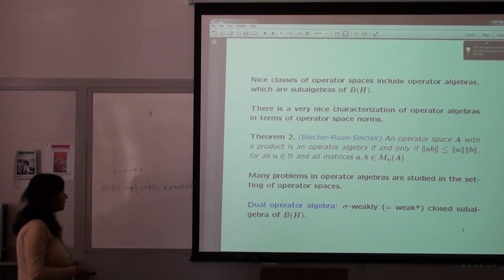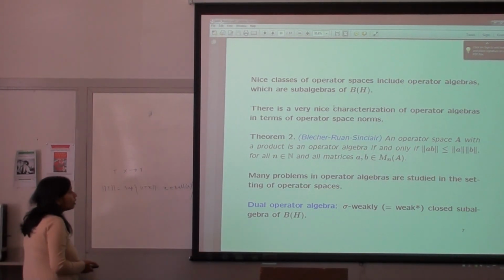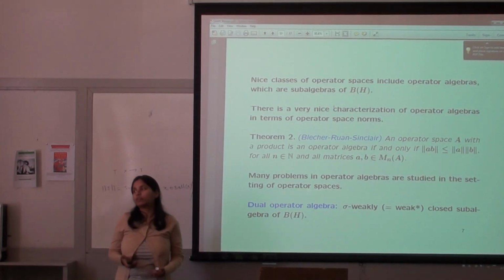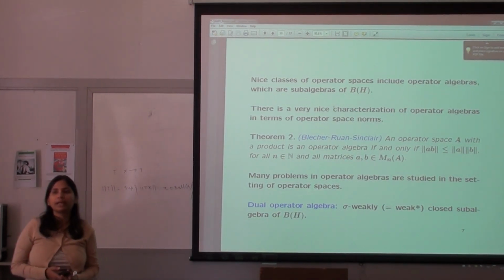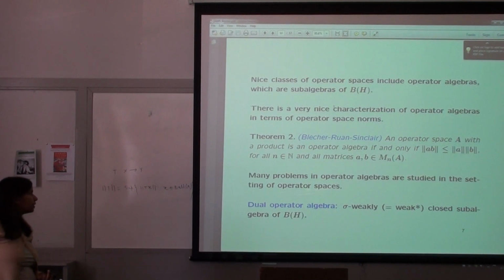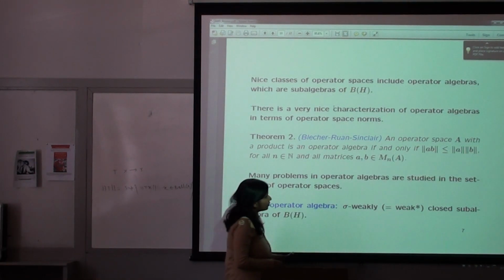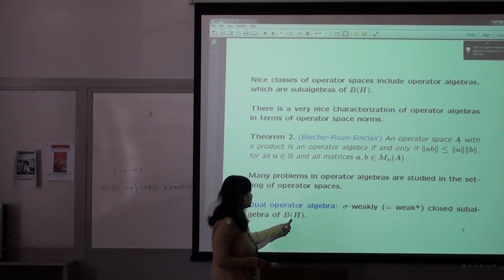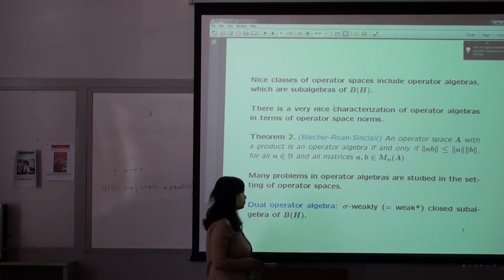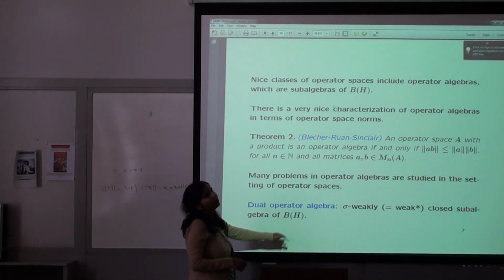So the next thing we will look at is the dual operator algebra. A dual operator algebra can be viewed as a non-self-adjoint analog of a von Neumann algebra. A von Neumann algebra is a weak star closed star-subalgebra of B(H). Here we drop the self-adjointness. So a dual operator algebra is just a weak star closed subalgebra of B(H). Being a dual space, it has a weak star topology. This is just a subspace of B(H), but it is closed in the weak star topology.